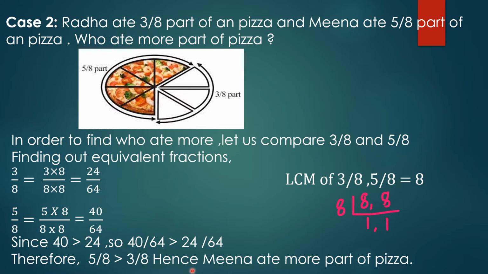Hence, Meena ate more part of the pizza, because 40 divided by 64 is nothing but 5 by 8, and 24 divided by 64 is nothing but 3 by 8. Therefore, 5 by 8 is greater than 3 by 8. Hence, Meena ate more part of the pizza.